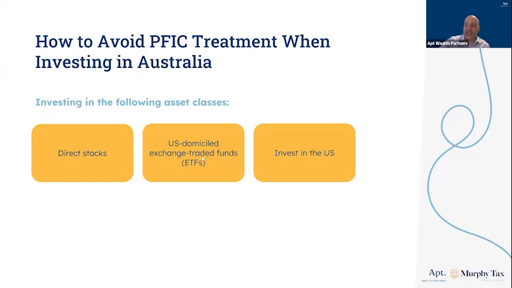US domiciled exchange traded funds. That means that the actual ETF itself has to be established and do their reporting in the US. So it's not an Australian ETF, it's a US market ETF, which is quite common. It has to be established and pay their taxes out of the US. Or you could simply invest in the US and open a US brokerage account and own US domiciled investments. All of those would typically get around PFIC treatment.